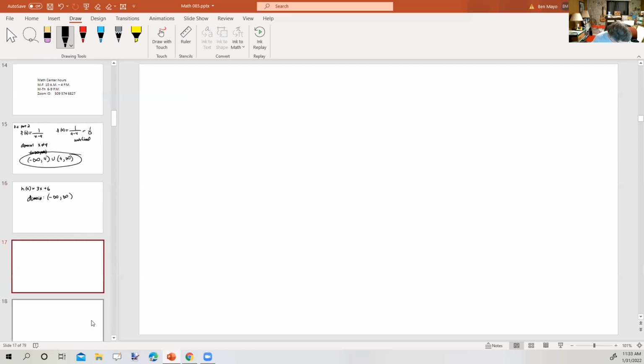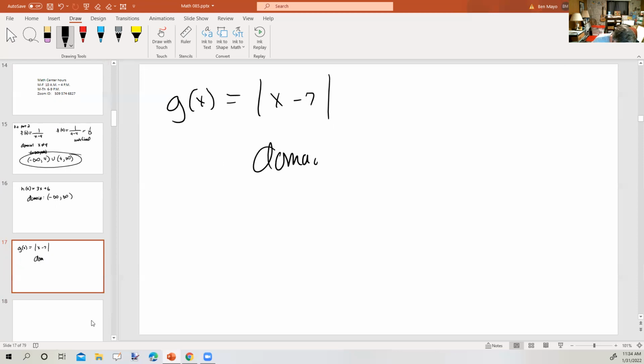Here's another one. G of x equals the absolute value of x minus 7. After we put an x in there, we subtract 7, we take the result and get the absolute value. Again, is there anything we could put in for x which would make this dividing by 0? No. So the domain would be, again, all real numbers.